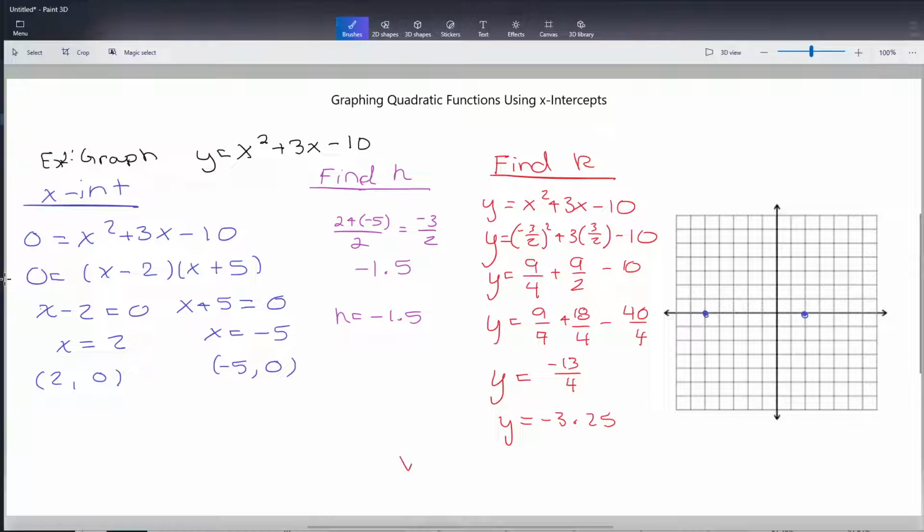So then our vertex is negative 1.5, negative 3.25. Okay, so I'm going to go to negative 1.5, negative 3.25, just here. Okay, and then I'm going to draw the shape of this graph.